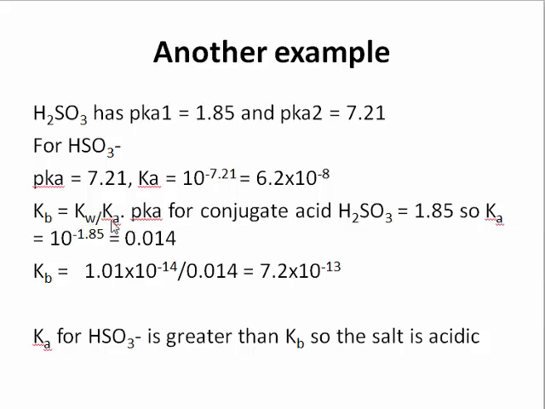Kb is Kw over Ka, where Ka is for the conjugate acid. Ka for the conjugate acid is 10 to the negative 1.85, or 0.014. We find Kb, 1.01 times 10 to the negative 14 over 0.014, is 7.2 times 10 to the negative 13. Alright, here the Ka is bigger than the Kb, so the salt is acidic.